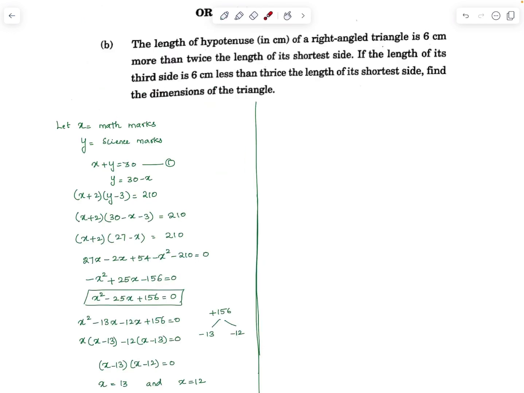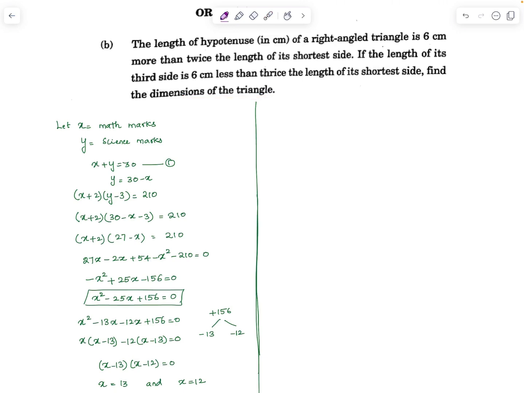The B part of the question. The length of the hypotenuse of a right angle triangle is 6 centimeter more than twice the length of its shortest side. If the length of its third side is 6 centimeter less than thrice the length of its shortest side, find the dimensions of the triangle.